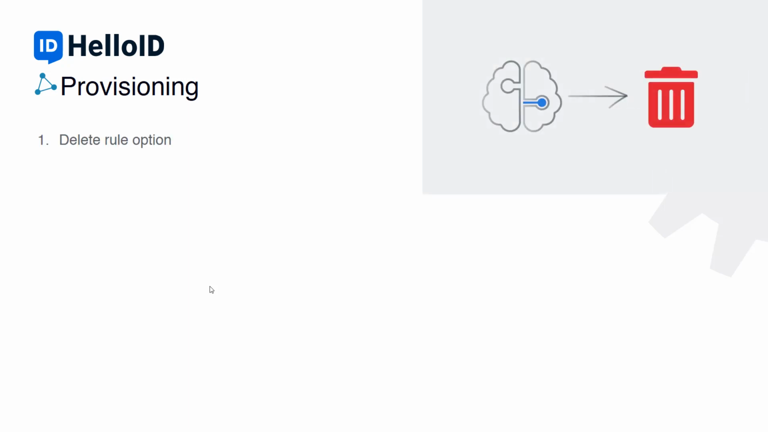Let's go to provisioning. In provisioning, we have only two items, I would say. But then we have the option to delete a rule. That was not possible before. And it's a little bit more advanced. I will show you and explain in the demo what options you have, but now you can delete a business rule.